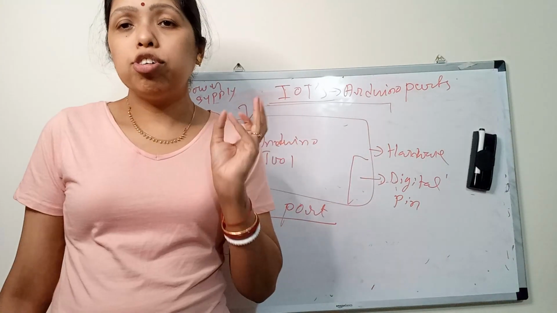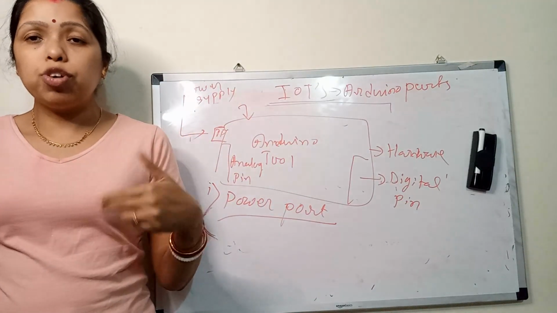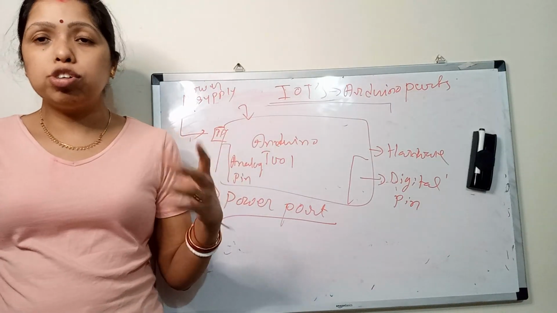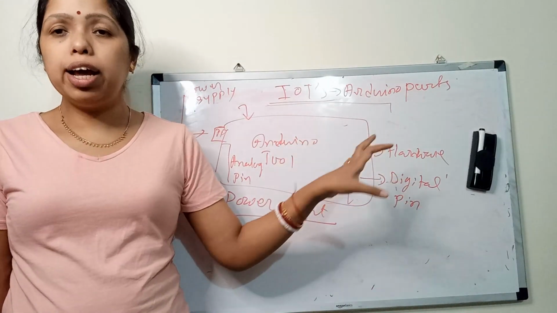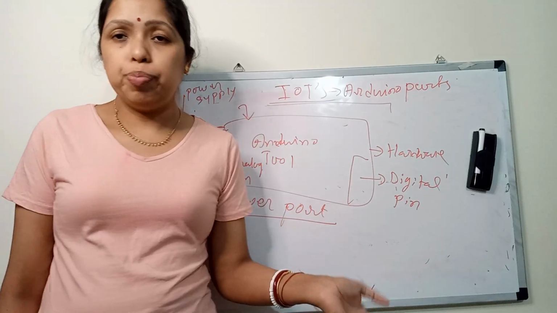And if you want to turn on or turn off the LED, you are giving logic 1 or logic 0 through the code to the LED. So then the LED you have to connect with the digital pin.